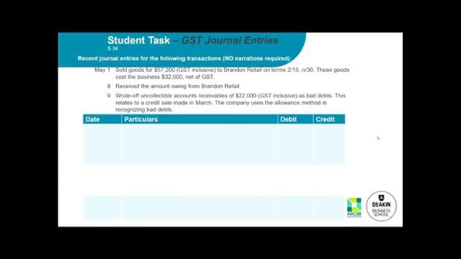Right, here's a little task for you guys. Record the journal entries for the following transactions: selling goods, receiving money, and writing off uncollectible amounts with GST. Okay, so I'll give you about, let's say, 5 minutes to do that. Hopefully you can finish it in that time, and then we'll go through it.